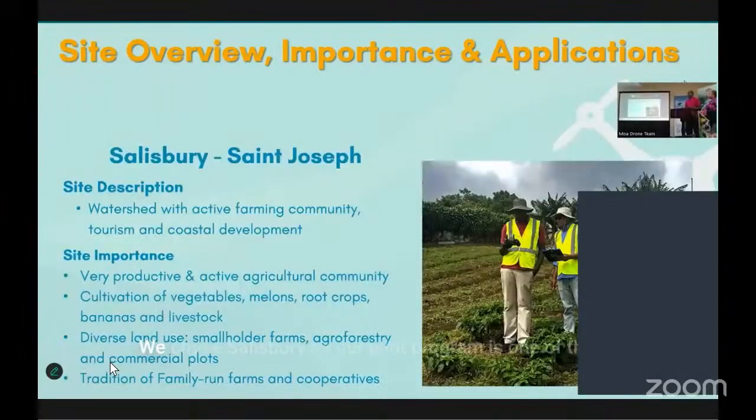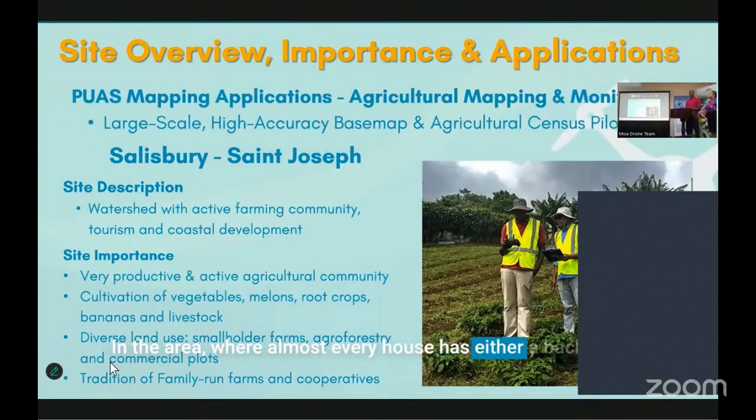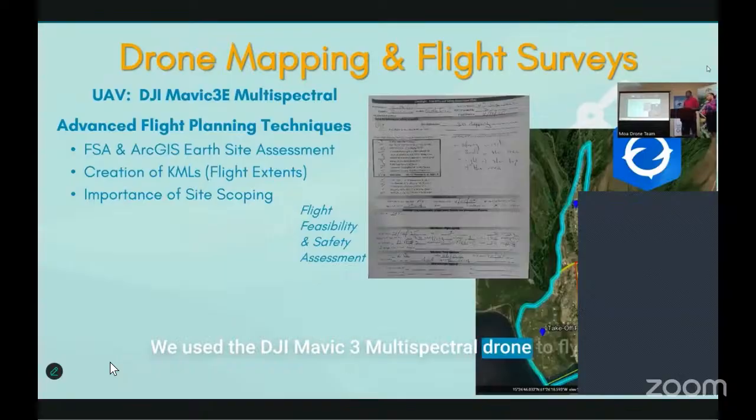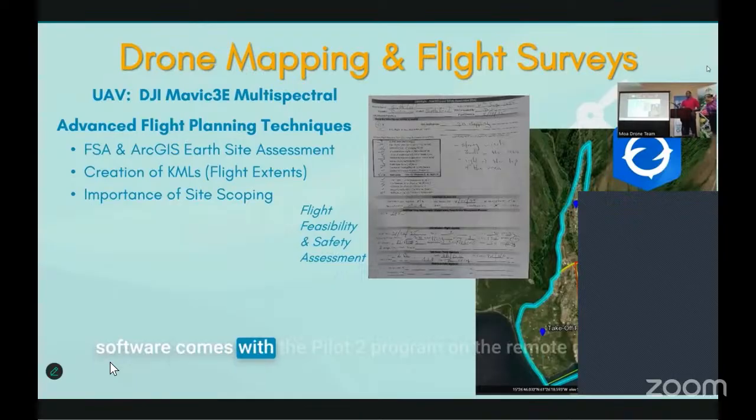We chose Soufriere as our pilot treatment. It's one of the most vegetable production areas, where almost every house had either a backyard farm, agroforestry, and the commercial plots. And some of the traditional farming and the cooperative in the area. We used the ground control software to plan the flights. We had to create the KML, and then translate it to use that software. It comes with the pilot programs on the remote control.